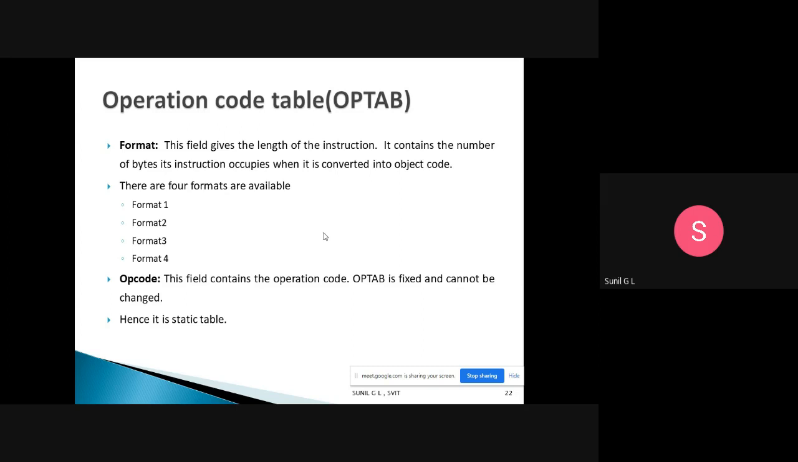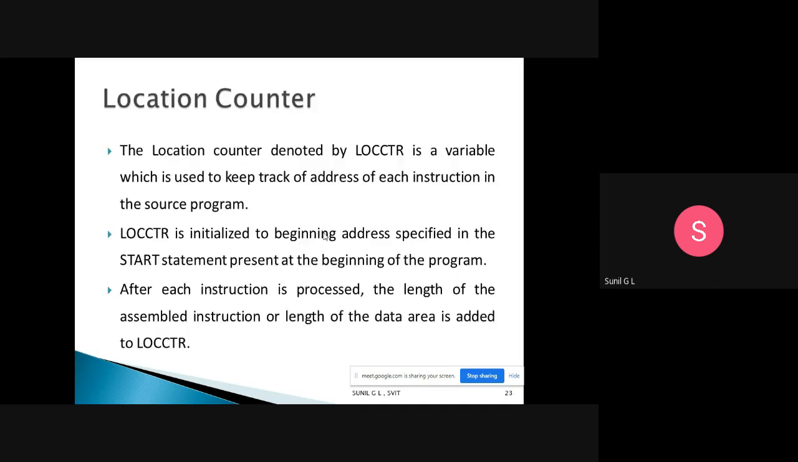So these are the three important fields available in the opcode table. In the first column we have the mnemonic, that is the instruction. The second column is the length of the instruction, format 1, format 2, format 3, or format 4. And the third one is the machine equivalent opcode for each instruction. That instruction is nothing but the mnemonic. Simply, we call this table OPTAB.